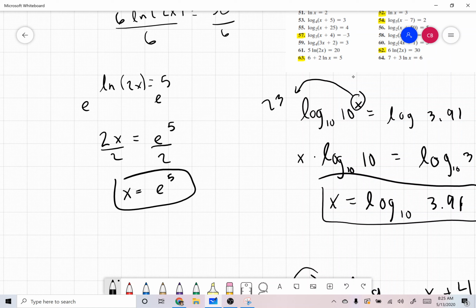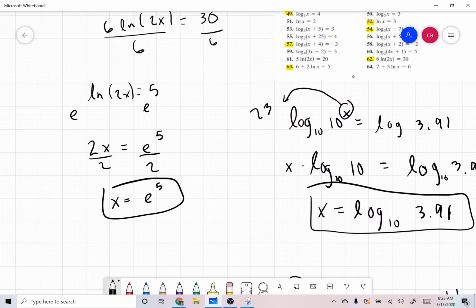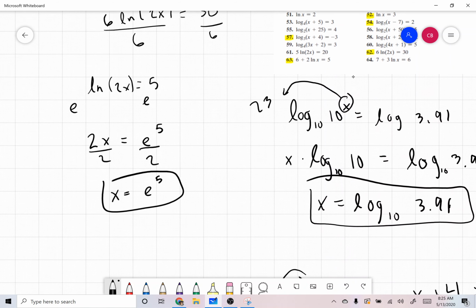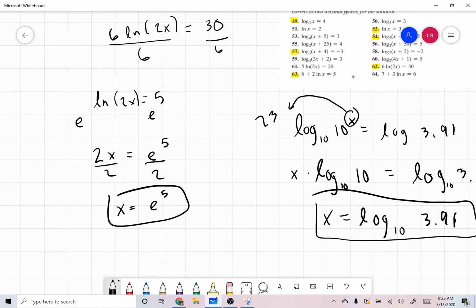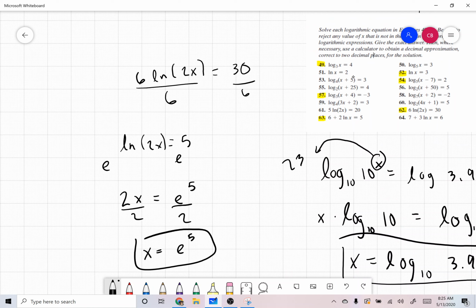Now, you can do that one two ways. This one is a real answer because e to the fifth is positive and 2 times e to the fifth is positive. I want you to try to do this if you had ln of 2x to the 6th power. Try to do it that way if you can. You can still do it. I think it takes a little bit longer though. I want you guys to try it.